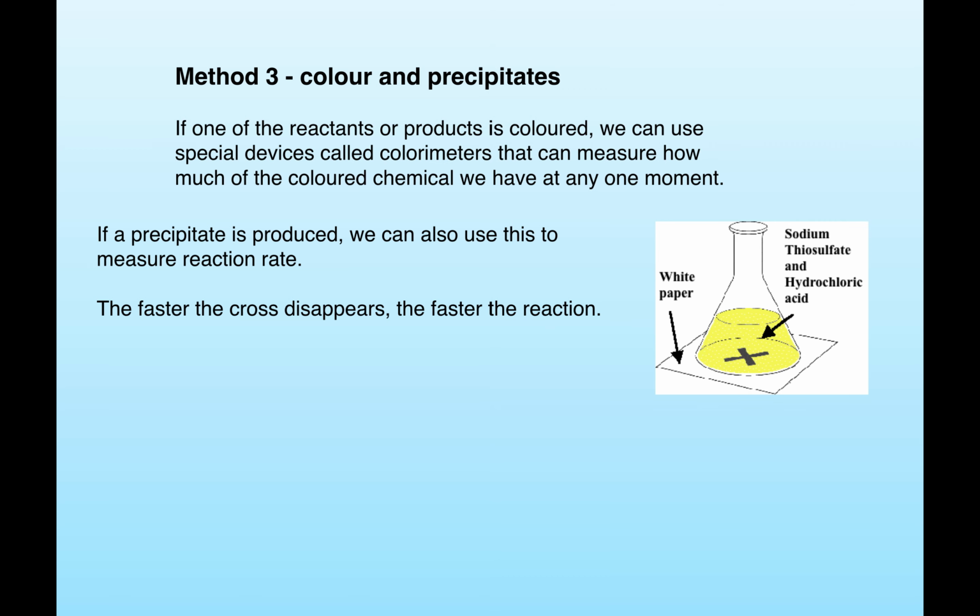And the classic reaction here is a reaction between sodium thiosulfate and hydrochloric acid. They produce a yellow precipitate. It's actually a precipitate of sulfur, and the cross disappears with time. So you can play around with the reaction and you can measure how long it takes for the cross to disappear. Now you'll do this when we get back to school. This is one of the classic reaction rate experiments. So we'll go back and we'll do these experiments when we get back.